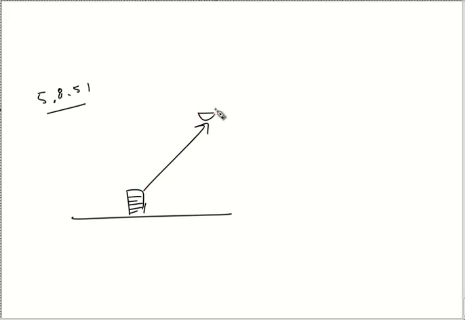5, 8, 51. So there's a boat dock. I'm going to make little planks on my boat dock there. And a boat sails. Let me just do a boat. It sails at bearing from north 58 degrees east. And it traveled 175 miles. So what is its y distance?